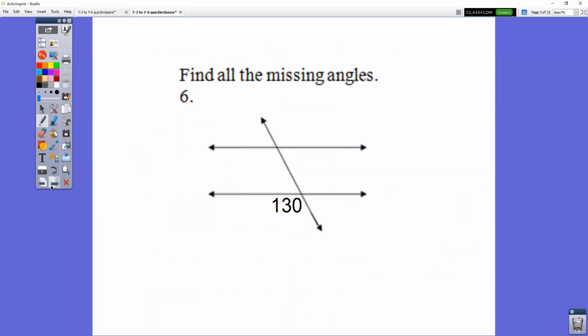The next 2 questions look like this. Given parallel lines cut by a transversal, I give you one angle. You have to find and fill in all 7 missing angles. Go ahead and do question number 6, please. Find all 7 missing angles.